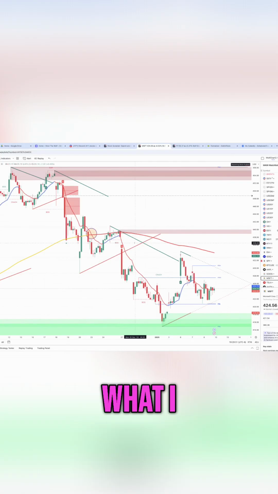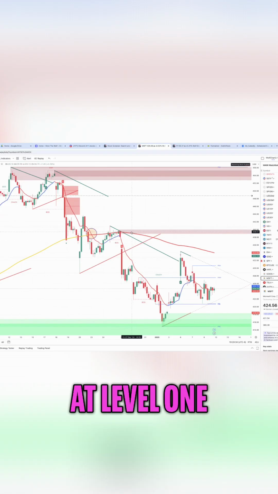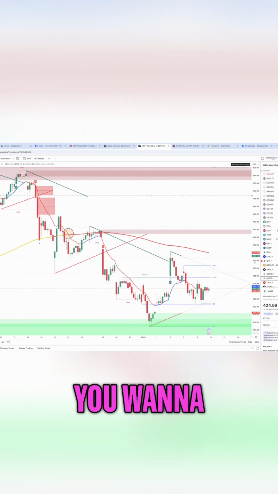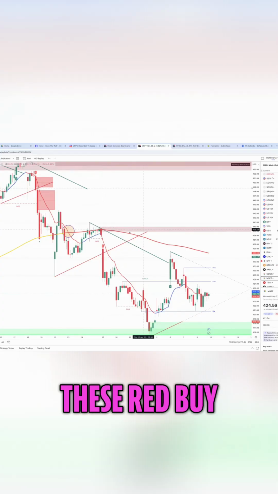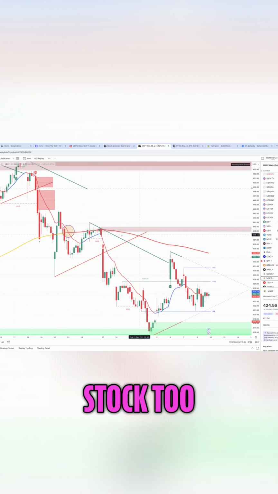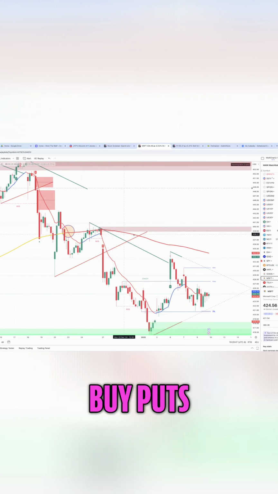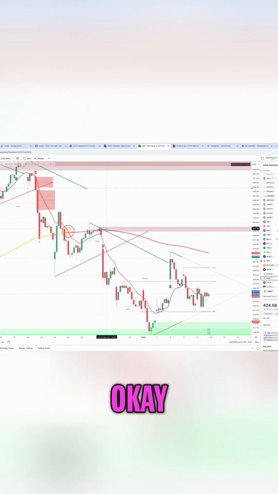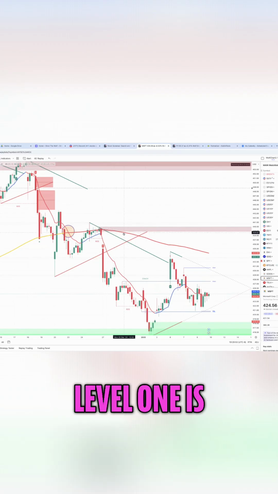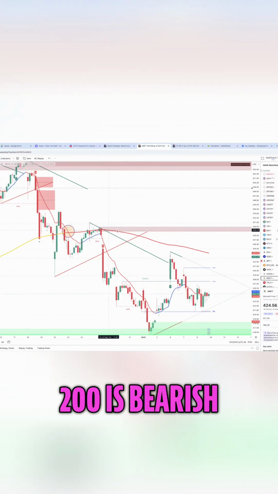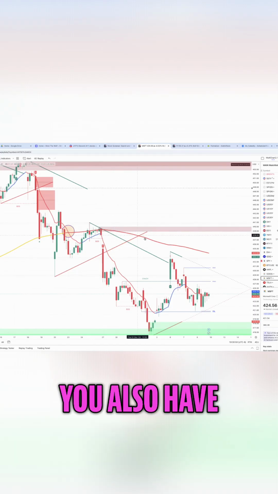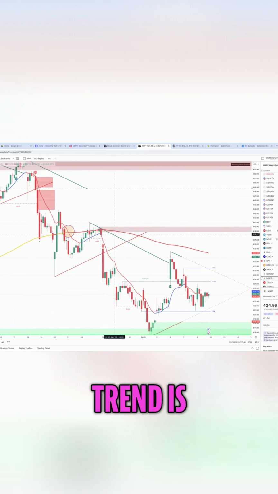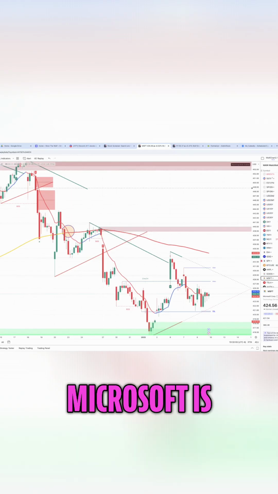So if I open my chart up, what I want to see at level one is two things. You want to see that you have institutional bears, the smart money, these red buy zones. You want to know that they're dumping the stock too. If you want to sell the stock and buy puts, they need to be buying puts first. The second thing you want to look for at level one is you want to make sure that this yellow 200 is bearish, because that means that not only do you have smart money pushing the stock down with their money, you also have the long term trend in agreement with you that Microsoft is bearish.